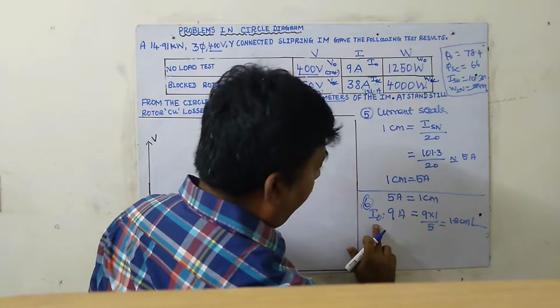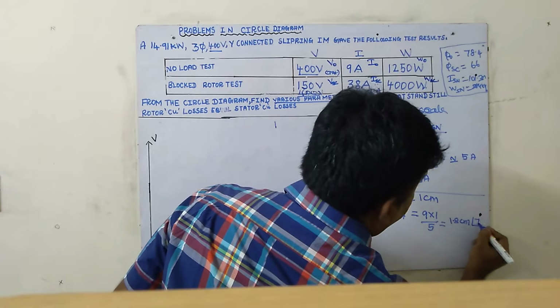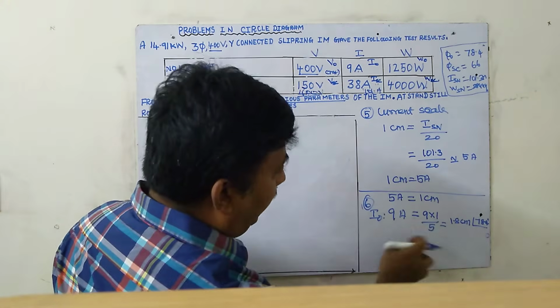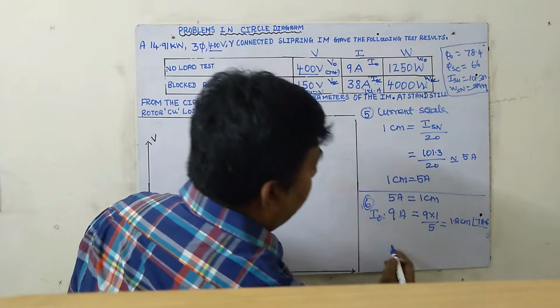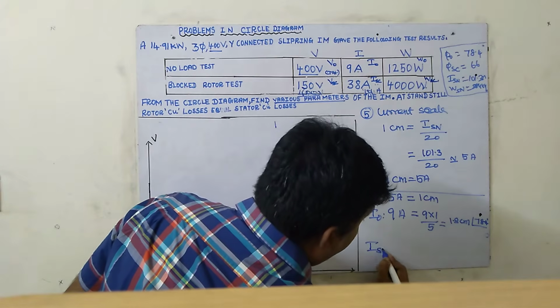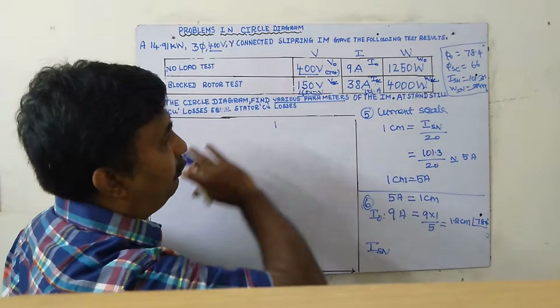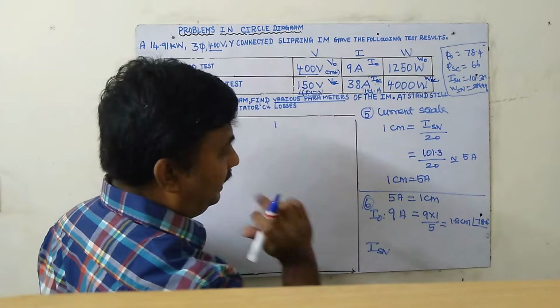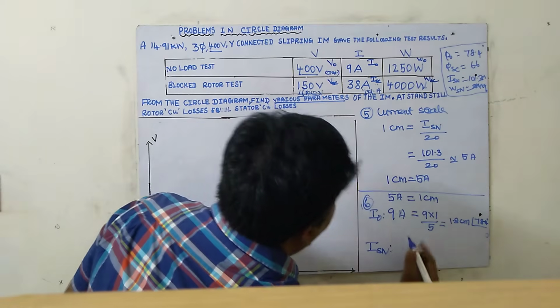This is I naught, and the angle will be phi naught. Phi naught equal to 78.4 degree. See, this is I naught at an angle phi naught, converted into centimeter. Similarly, ISN, not ISC. We have to forget about ISC. We have to take only the normal load, that is ISN. What is the value of ISN?